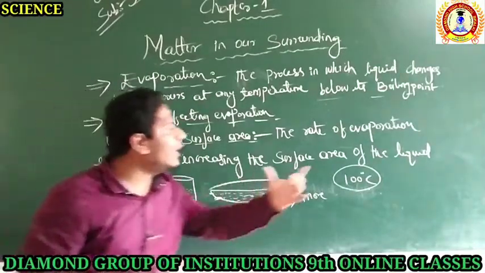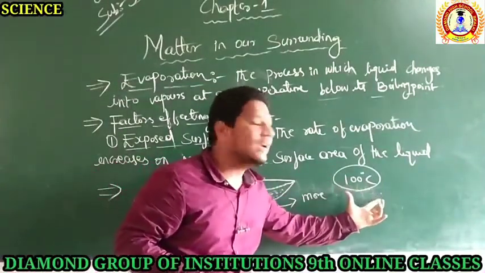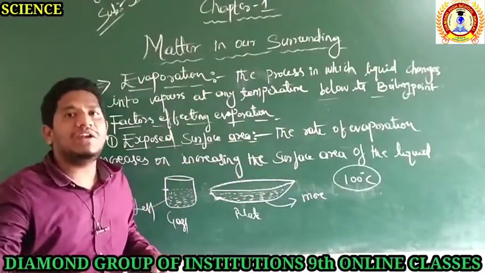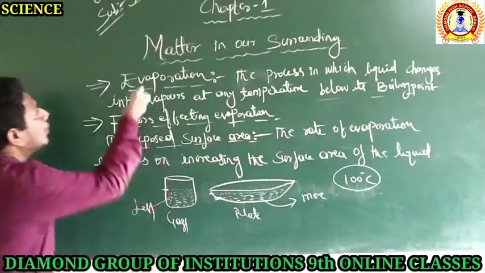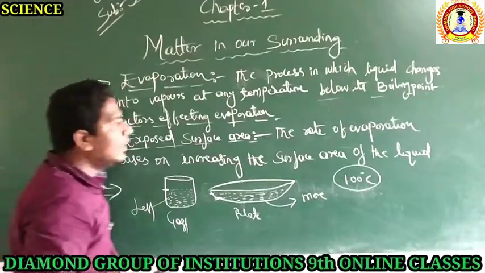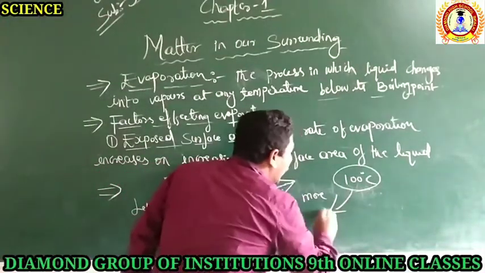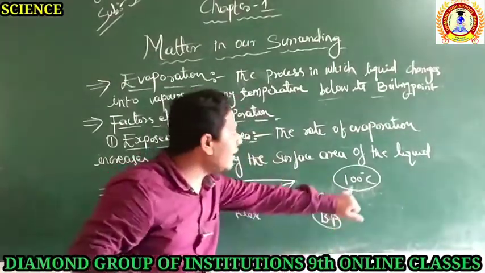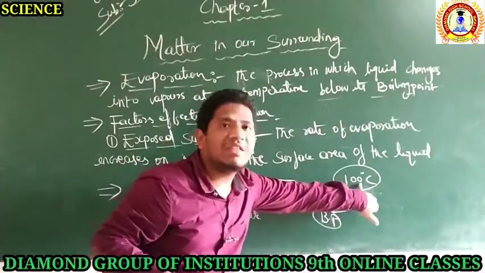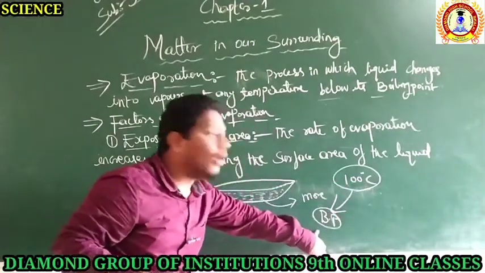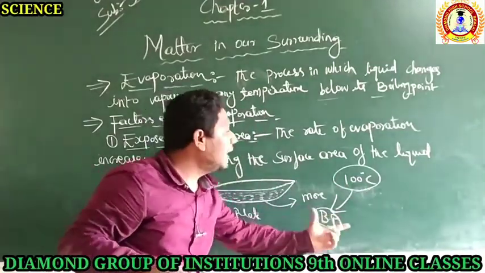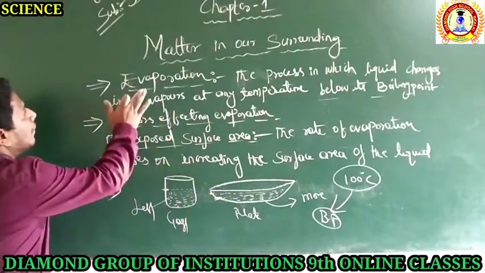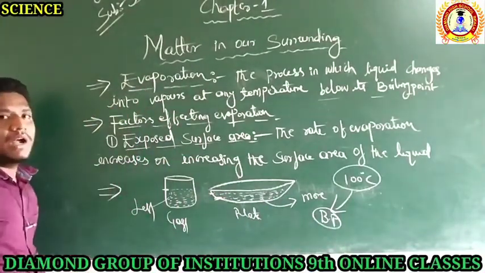So at only 30 to 38 degrees Celsius, how is the water converted to the gaseous state? That process we are going to call evaporation. Because below the boiling point, what is the boiling point of water? If you take water as an example, the boiling point of water is 100 degrees Celsius. Below the boiling point, the water is becoming the gaseous state. So that process we are calling the process of evaporation.